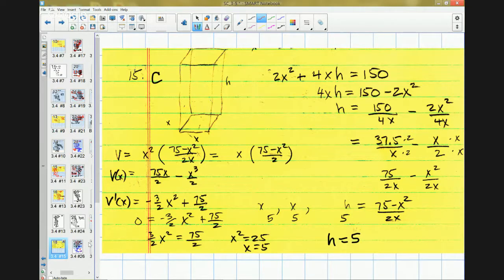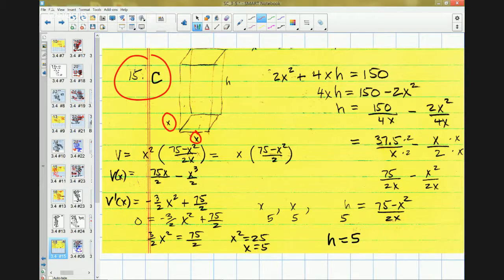But C is the calculus one, where it says, determine the dimensions of a rectangular solid with a square base of maximum volume if its surface area is 150. Okay, so here's that. Here's 15. So it's 15C that I'm going to go through. Here's my sketch right next to there. And you notice I made a square base. I've got both dimensions of the bottom being x by x, just like the book said, make the base a square. And then again, you take the area of the base times the height to get the volume.